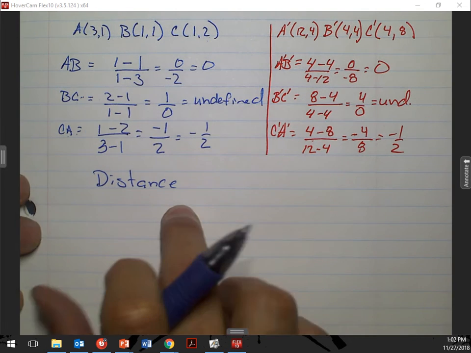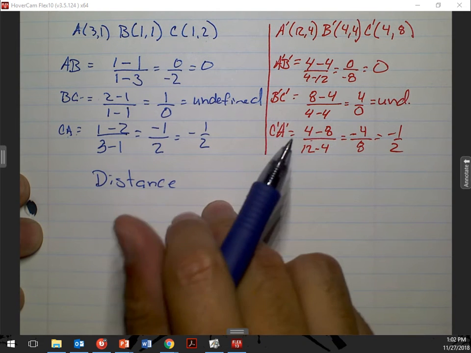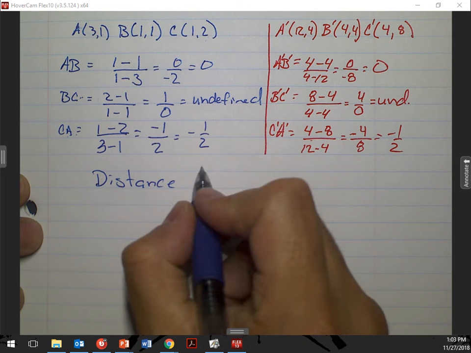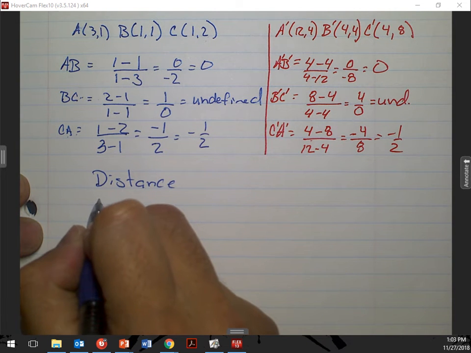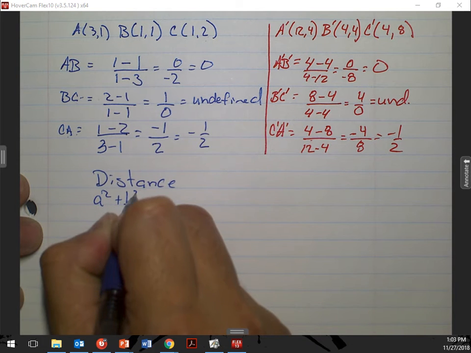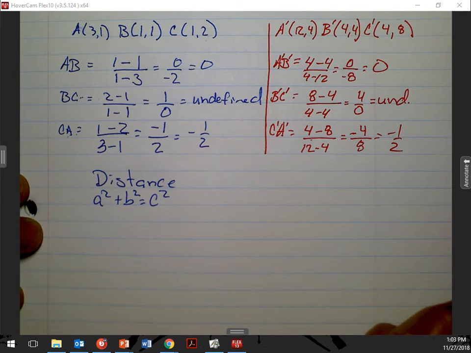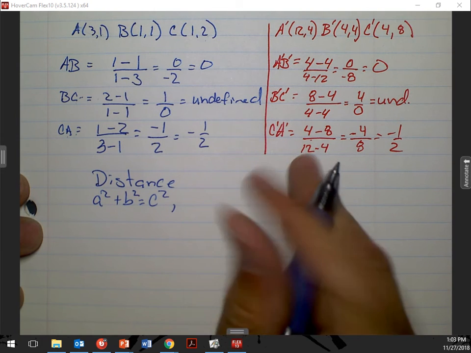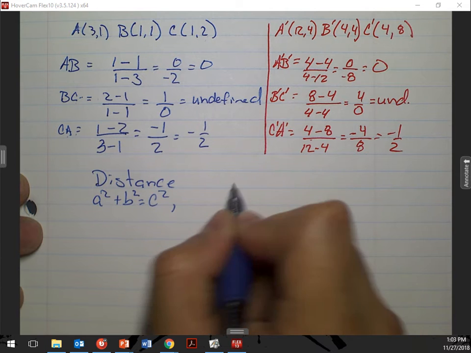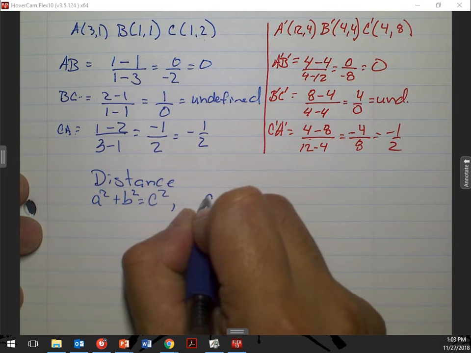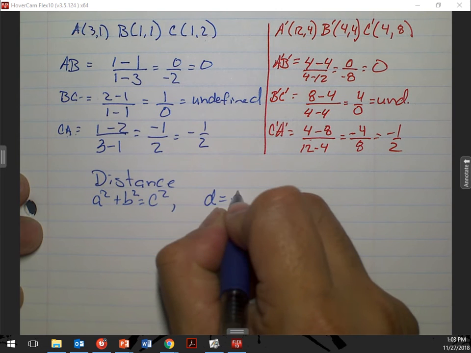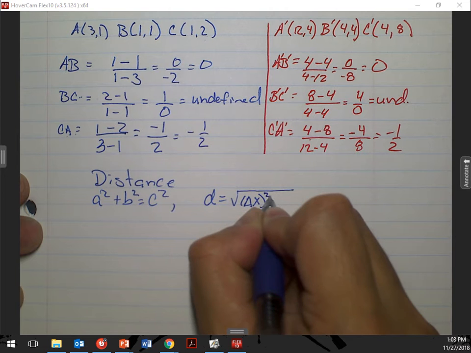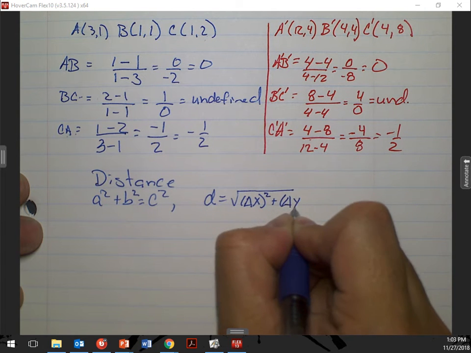Okay, so distance here, there's a formula. There are a couple different ways of doing it. It's a squared plus b squared equals c squared, which is my Pythagorean theorem. Another way of writing it, because we have x's and y's, is c, or my distance, equals the square root of delta x squared plus delta y squared.